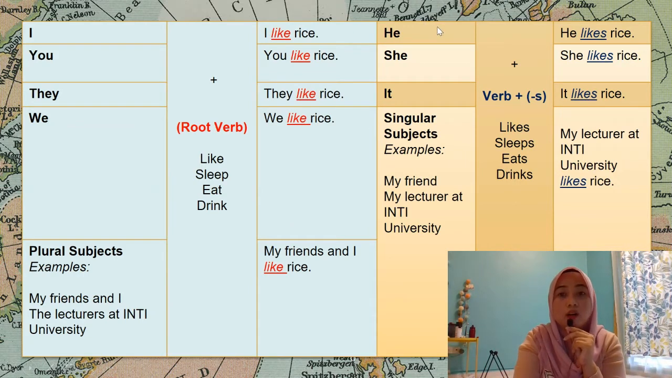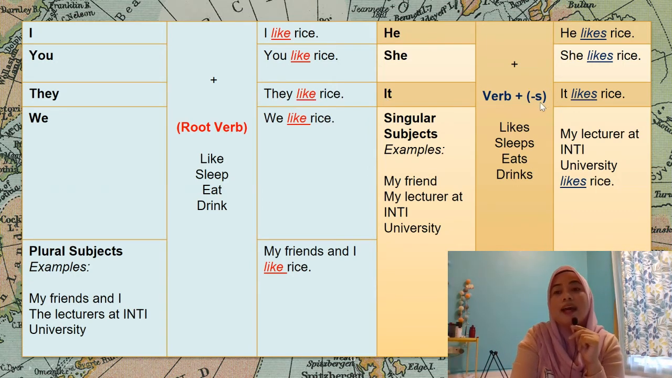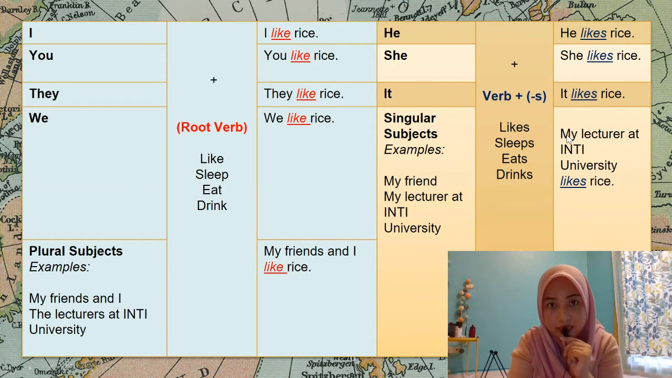Singular subjects are he, she, it, and anybody that is one person, my friend, my lecturer at INTI International University. So any subject that is one person, your verb needs to add s behind for present tense. So he likes rice, she likes rice, it likes rice. My lecturer at INTI University likes rice. All right, now this is the singular subject.